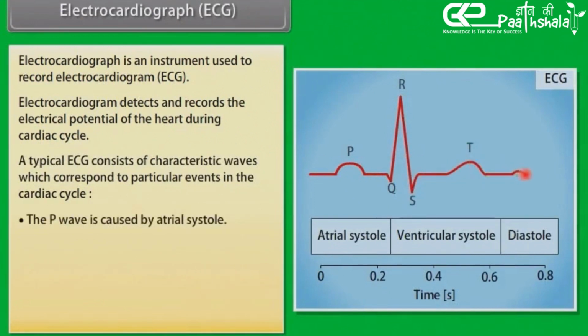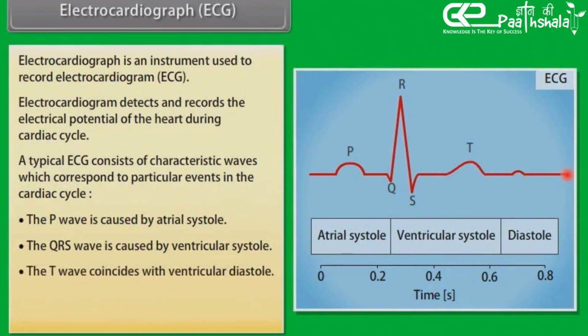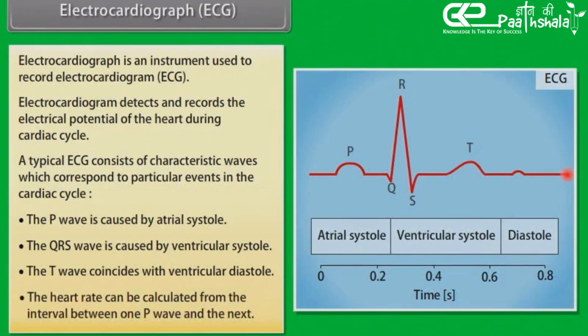The P wave is caused by atrial systole. The QRS wave is caused by ventricular systole. The T wave coincides with ventricular diastole. The heart rate can be calculated from the interval between one P wave and the next.